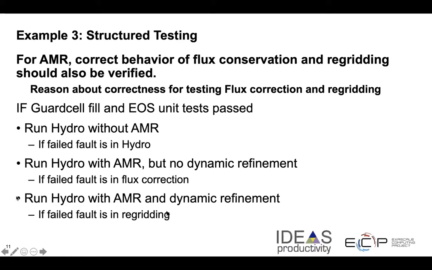And then finally, you can turn on dynamic refinement. And if you see an error at this point, you already know that all the other pieces of your physics and your code implementation are good, and you can focus your development effort in figuring out what about the regridding is causing your test to go wrong.